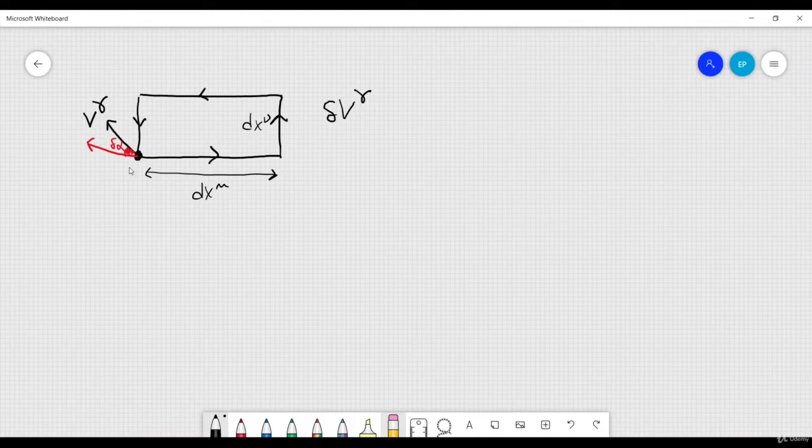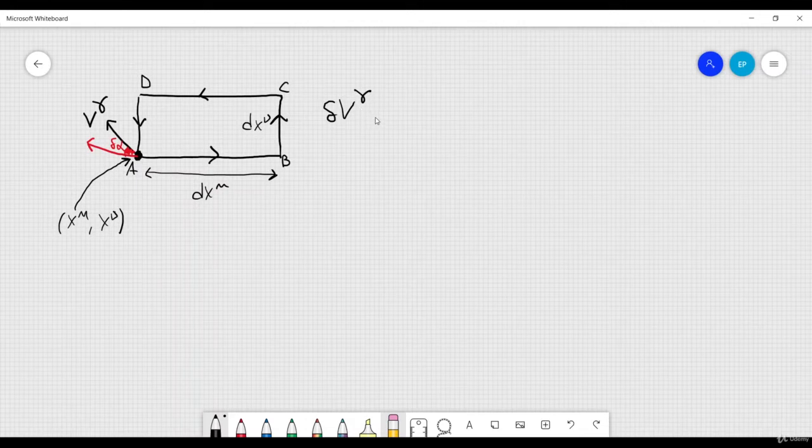And let's also give a name to these vertices. We have A, B, C, D. And let's say that this point here is the point x^μ, x^ν. So we start at this point, and then we move infinitesimally to the right, then we move above, and then we go around this loop like this.